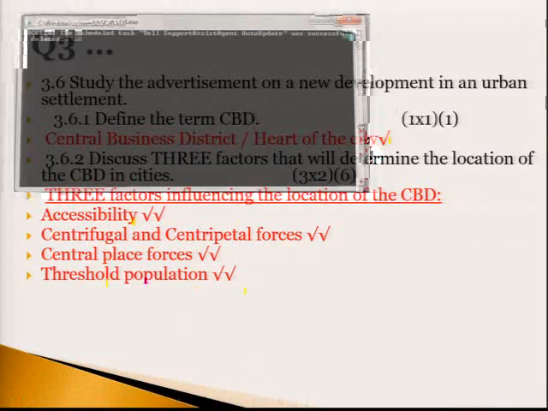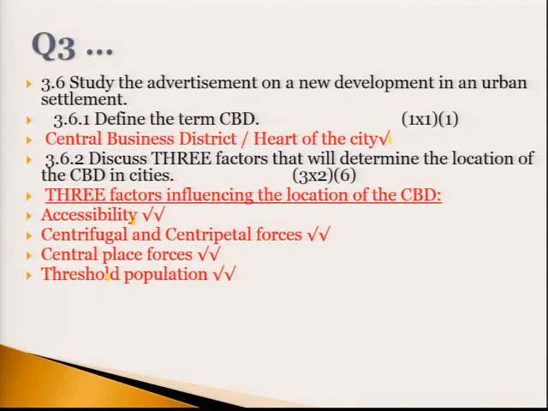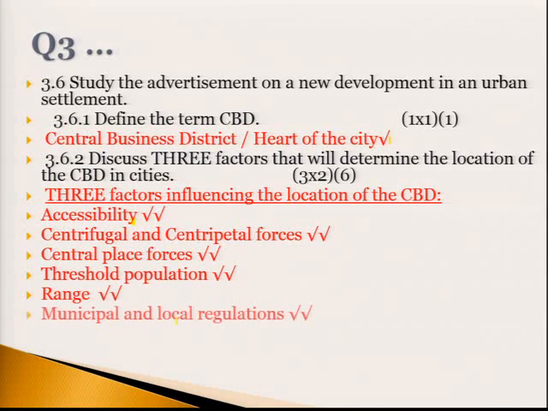And then there will also be a threshold population. Threshold population, minimum number of customers required to support a business, they will also increase there. And then you'll also have to consider the range, the maximum distance from where a business draws its customers. And then municipal and the local regulations should also be considered. And then we take any three of them, colleagues, to make sure that we discuss three factors that will determine, very important, the location of the CBD.